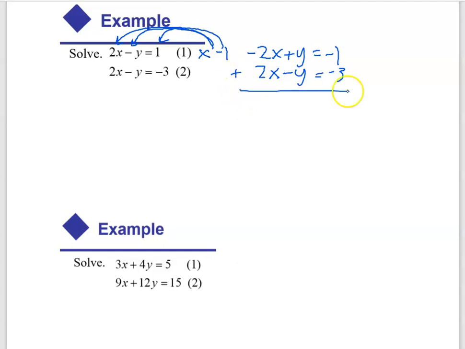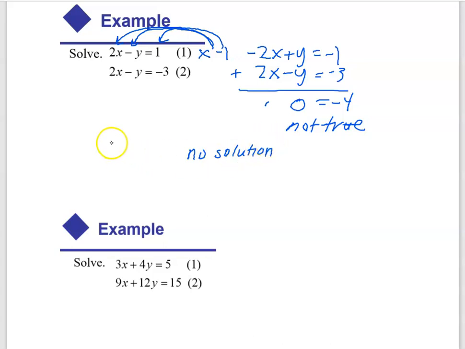Now watch what happens here. Negative 2x and 2x, if we add those, we get nothing, right? Positive y, negative y. If we add those, we get nothing. So we've got to have something on that side of the equal sign. So that is 0. Negative 1 and negative 3 is negative 4. Well, that's not true. 0 is not equal to negative 4. So in this case, there is no solution.